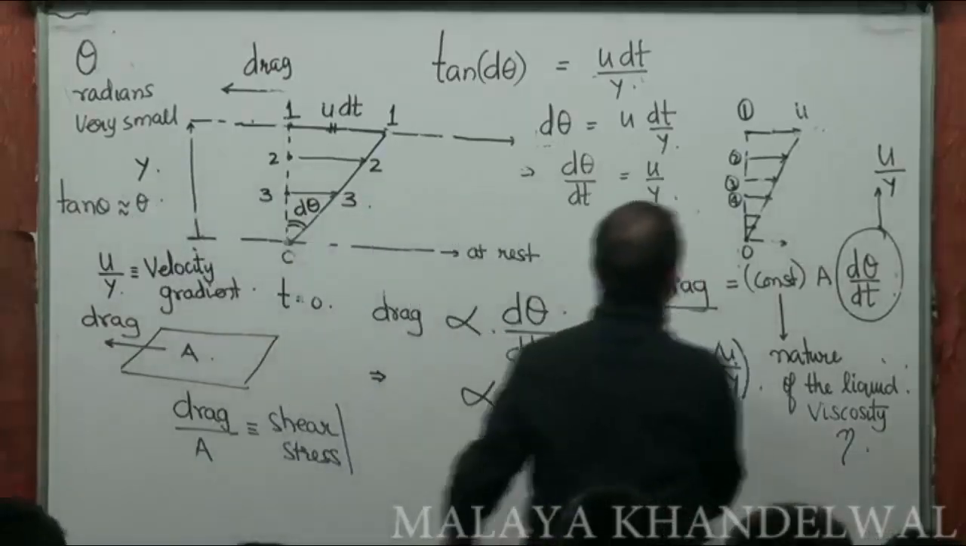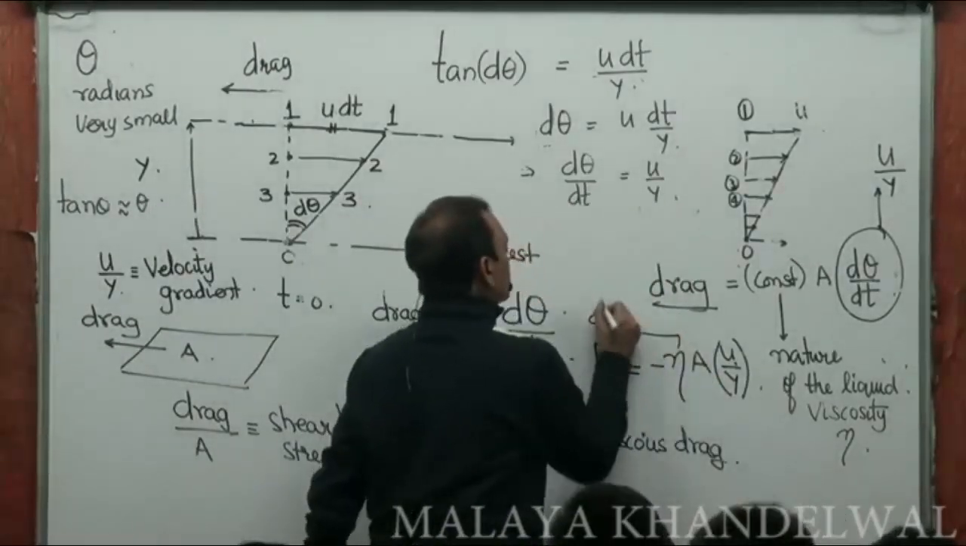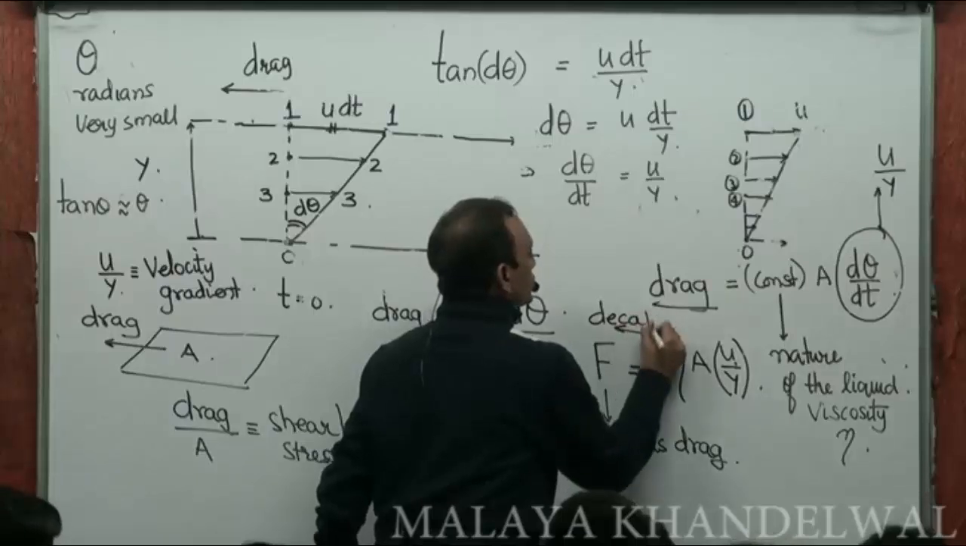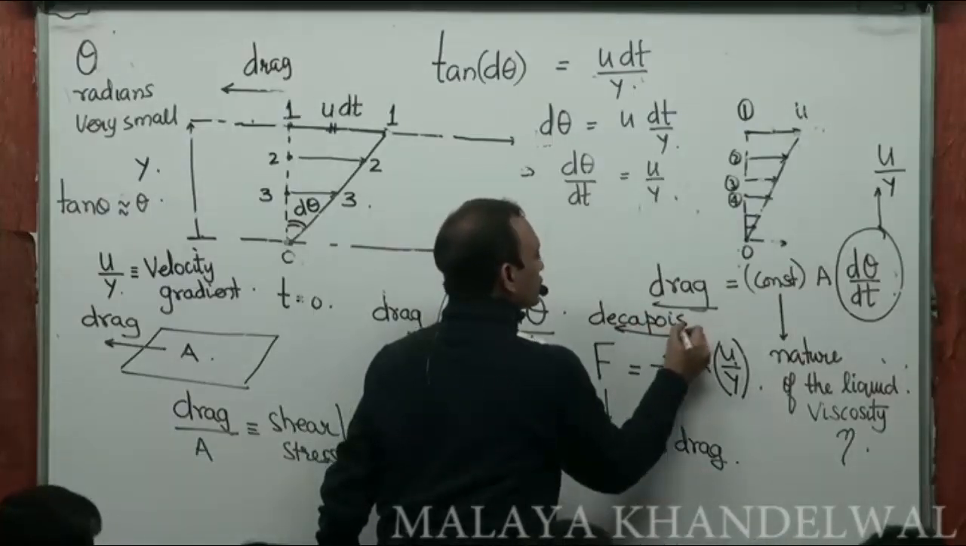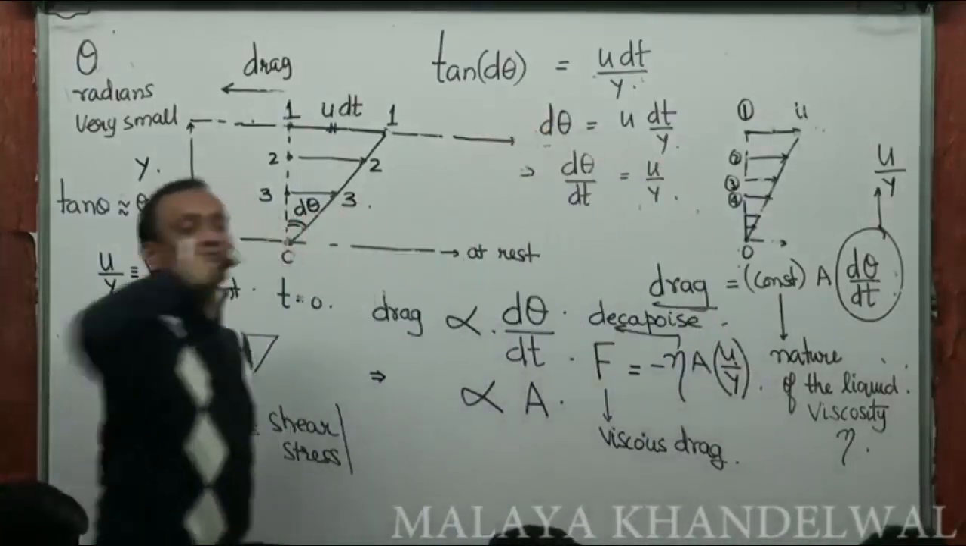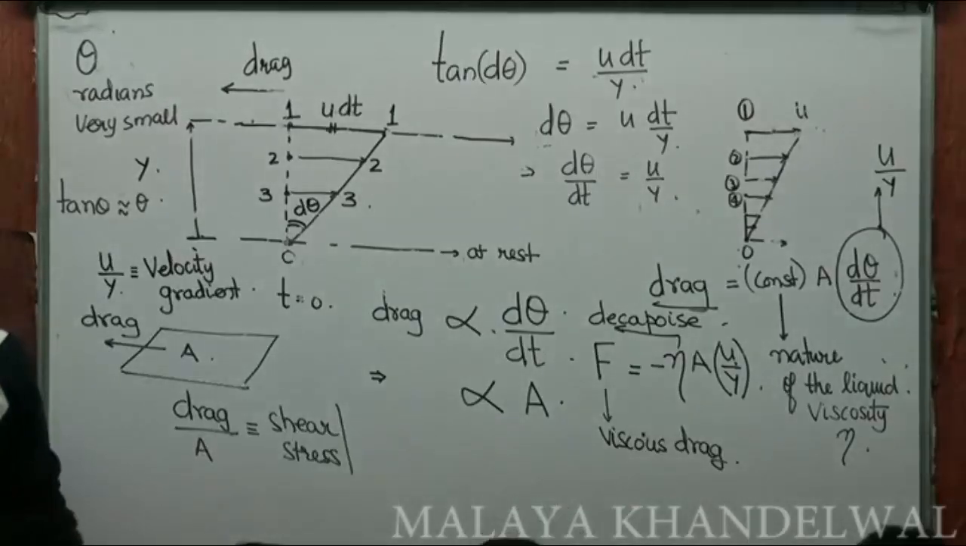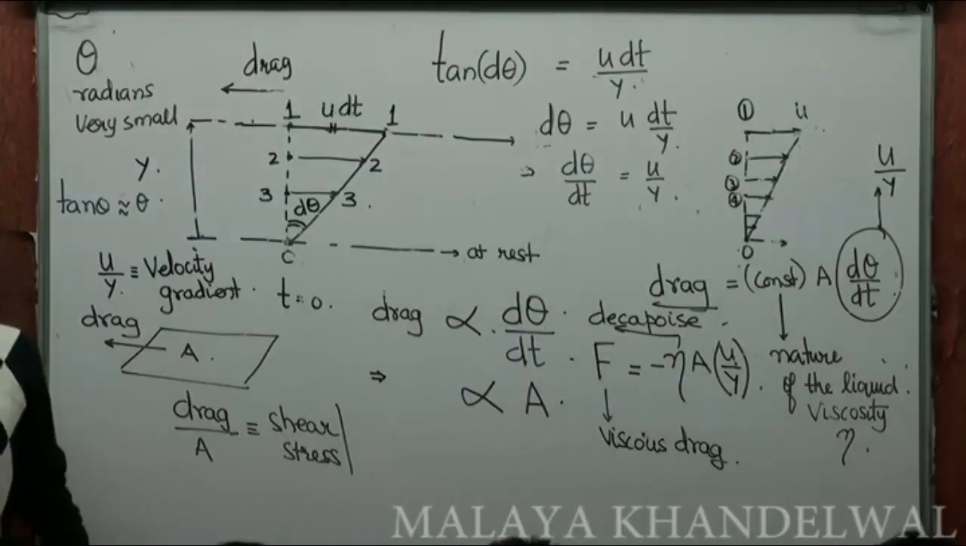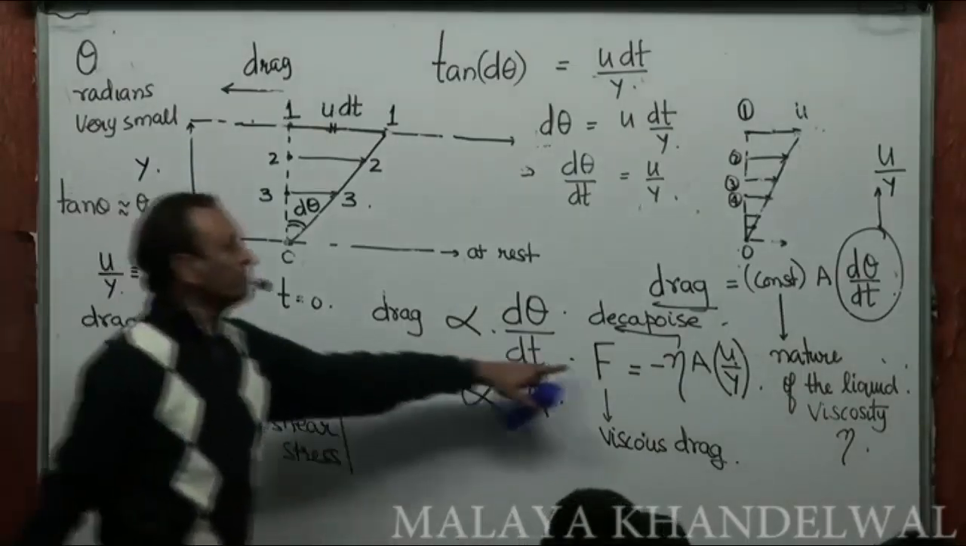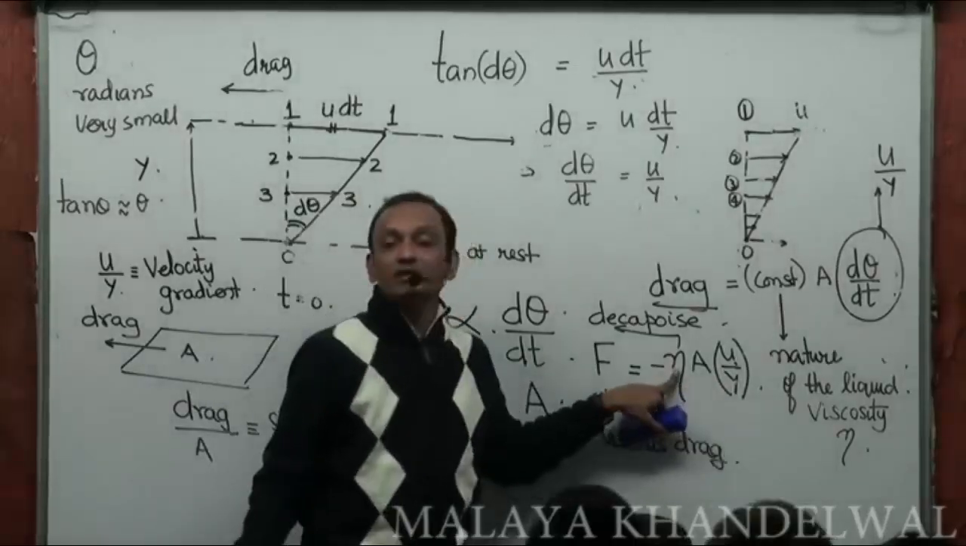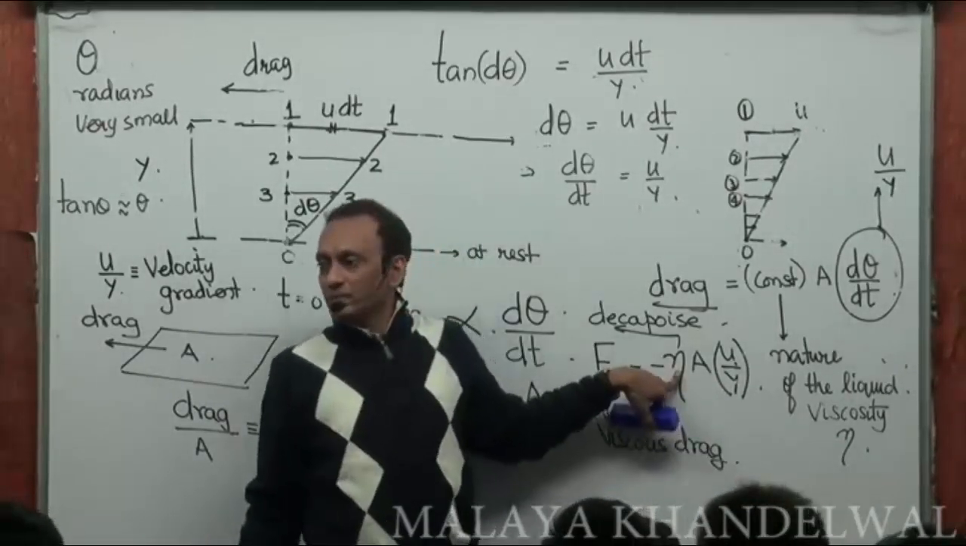This eta, the SI unit of this is actually the decapoise. A decapoise is like 10 poise. Deca means 10, but the SI unit is a decapoise. So if everything else is in SI units, then eta will be in decapoise.